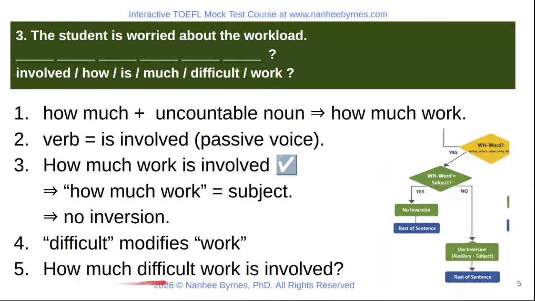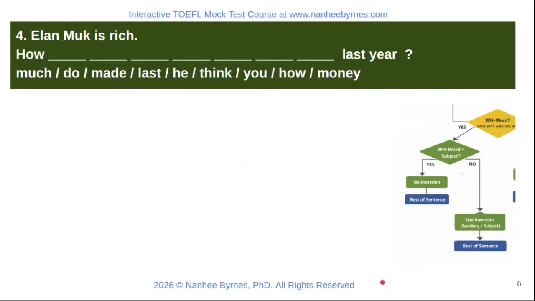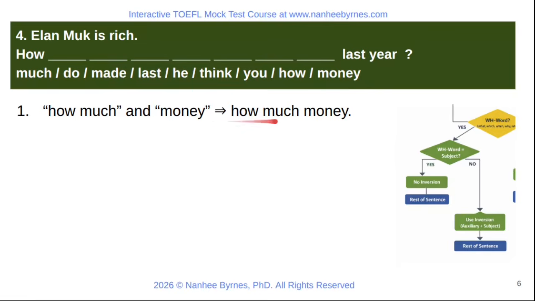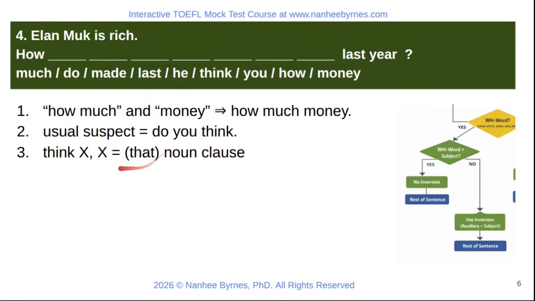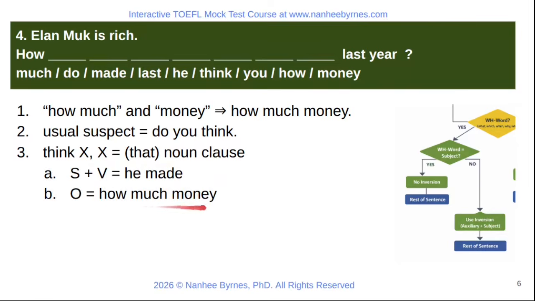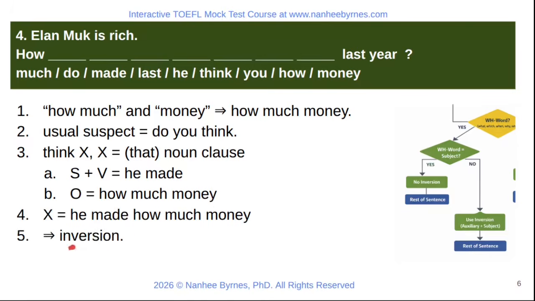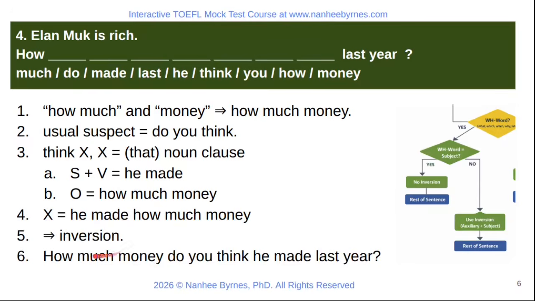We have how much and money, so we get how much money. We also have the usual suspect, do you think? Think requires a clause where that is omitted. In that object clause, the subject and verb are he made, and the object should be how much money. Since how comes first, we need how much money followed by inversion, so we combine it as how much money do you think he made last year?